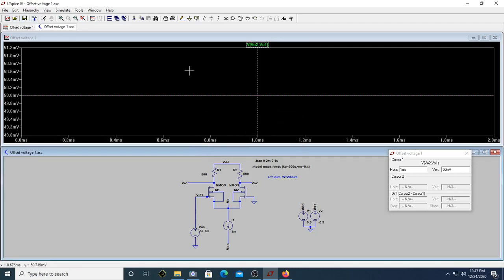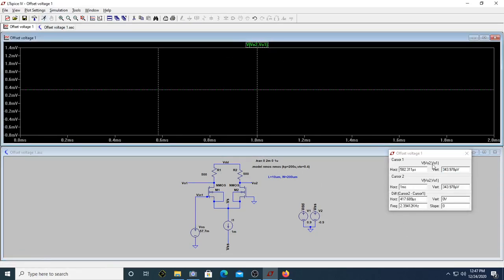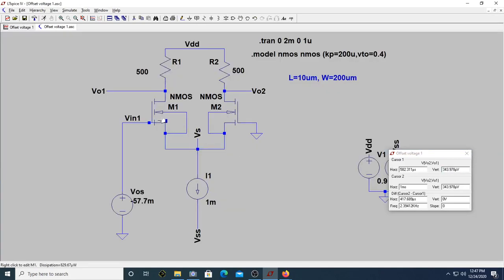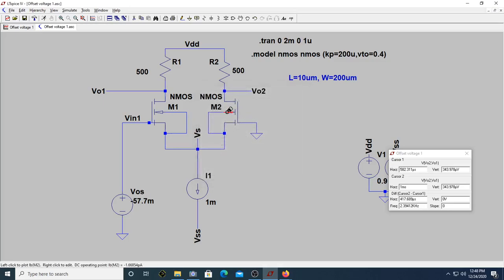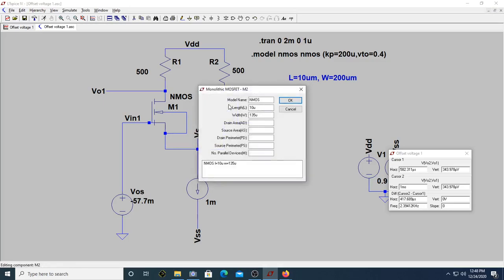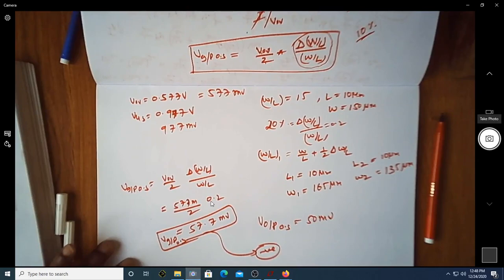If I apply and run this, whatever 50 millivolt I have, that should become 0. Can you see it's almost 0? It's almost 366 microvolt, which is almost equal to 0. What I mean to say here is, even though there is a mismatch in the value of W by L by 20%, it was supposed to be 150, we made it 10% more. Here it is supposed to be 150, we made it 10% less. The overall difference is 20%. So that's what we saw here.